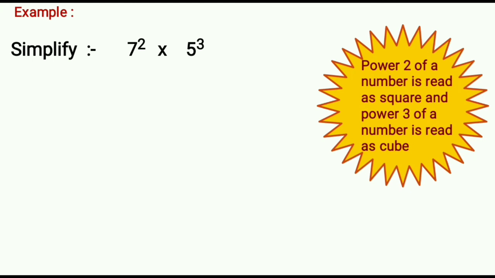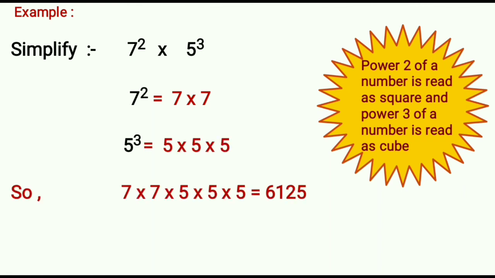Another example is simplify 7 square multiply 5 cube. Remember that power 2 of a number is read as square and power 3 of a number is read as cube. So, 7 square means 7 multiply 7. 5 cube means 5 multiply 5 multiply 5. So, 7 multiply 7 multiply 5 multiply 5 multiply 5 means 6125.